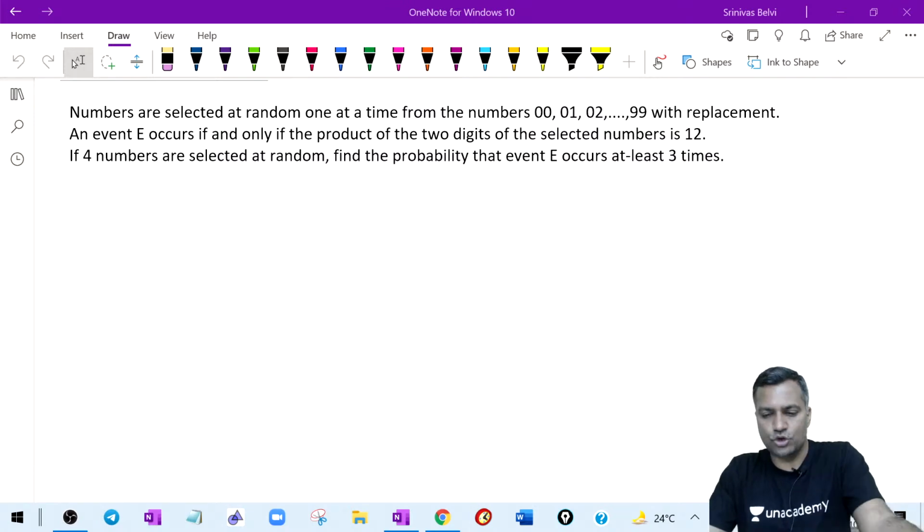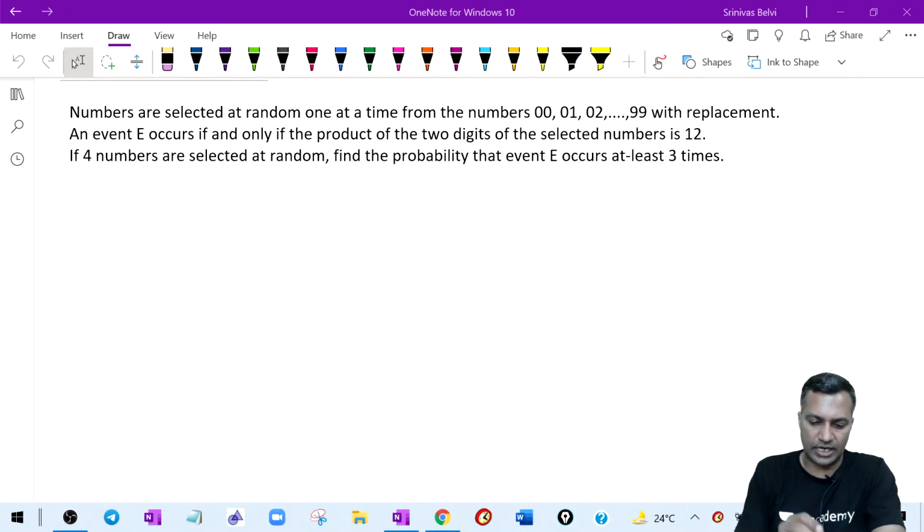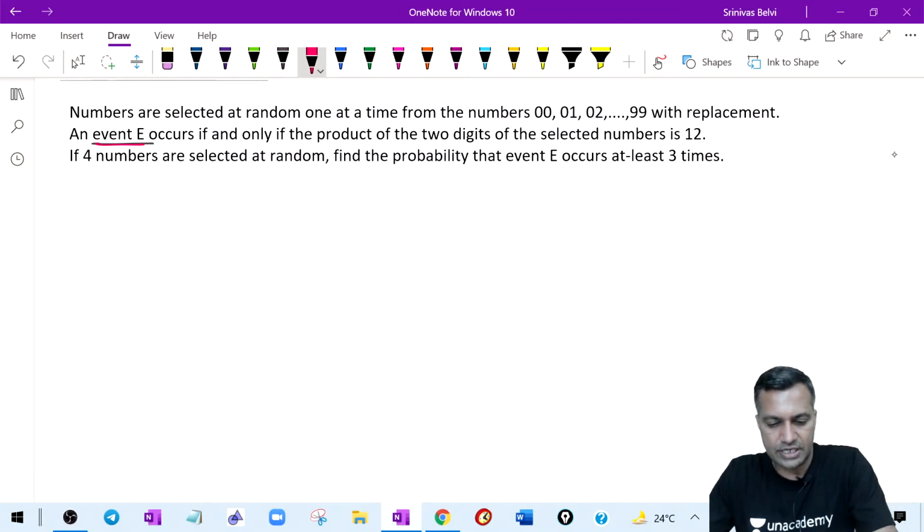Yeah, let me break this question. Put it in the chat. How many cards are in favor of event E? You understood event E, right? Event E is understood. What is event E? Event E occurs if and only if the product of two digits of the selected numbers is 12. How many cards are in favor of event E? First you give me that.